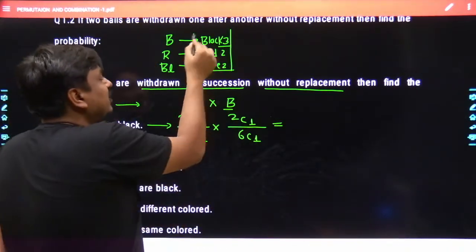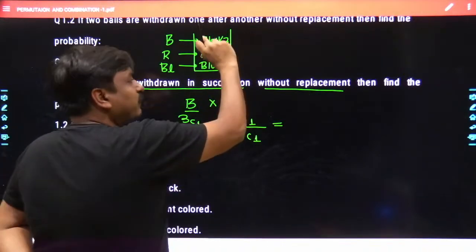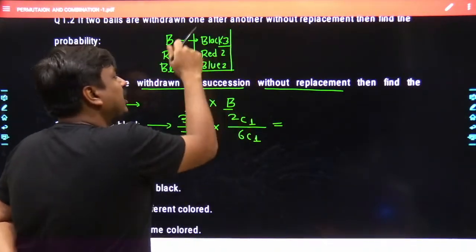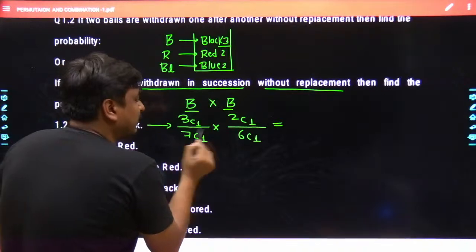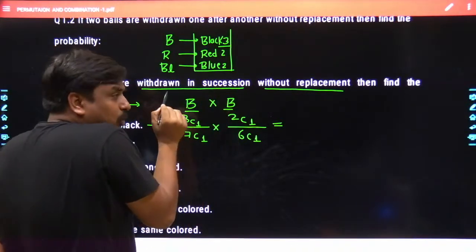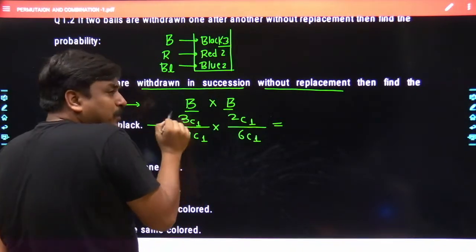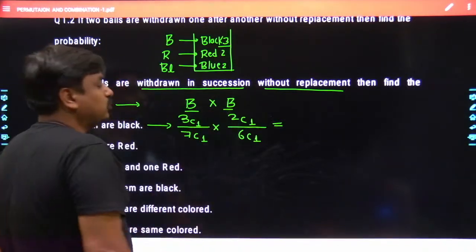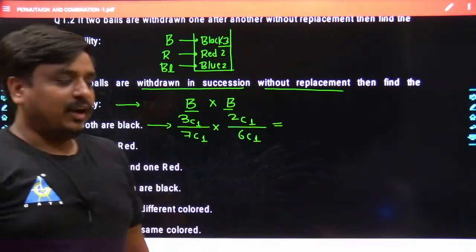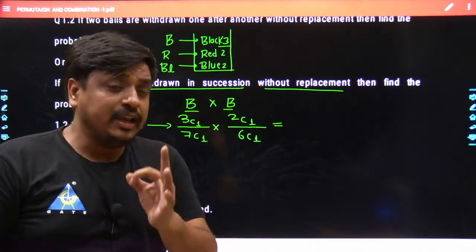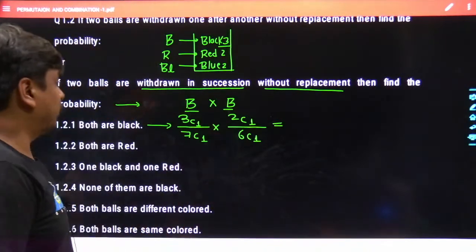As it has been a case of without replacement, if one ball has been taken out, the total number of balls has been reduced from 7 to 6, and at the same time, as that ball has been taken out from the black, the number of black balls has been reduced from 3 to 2. So till this point, I don't think any student would have any sort of conceptual distress.